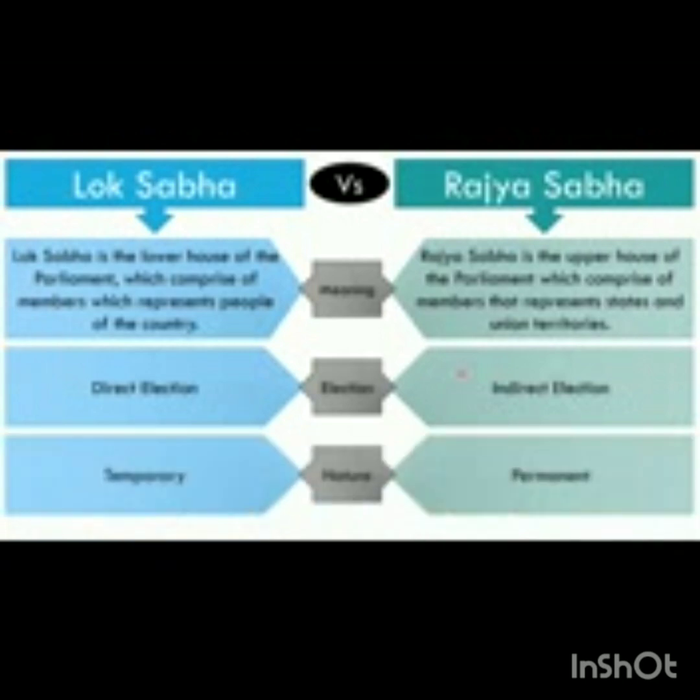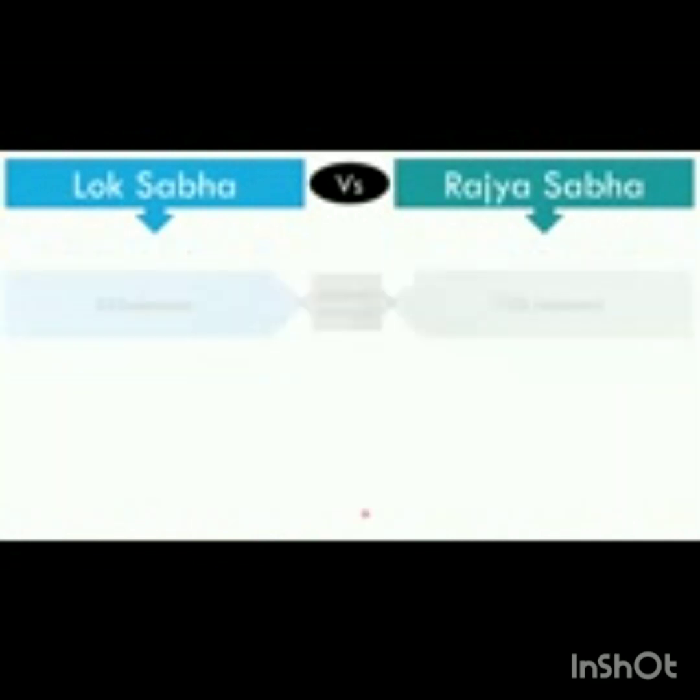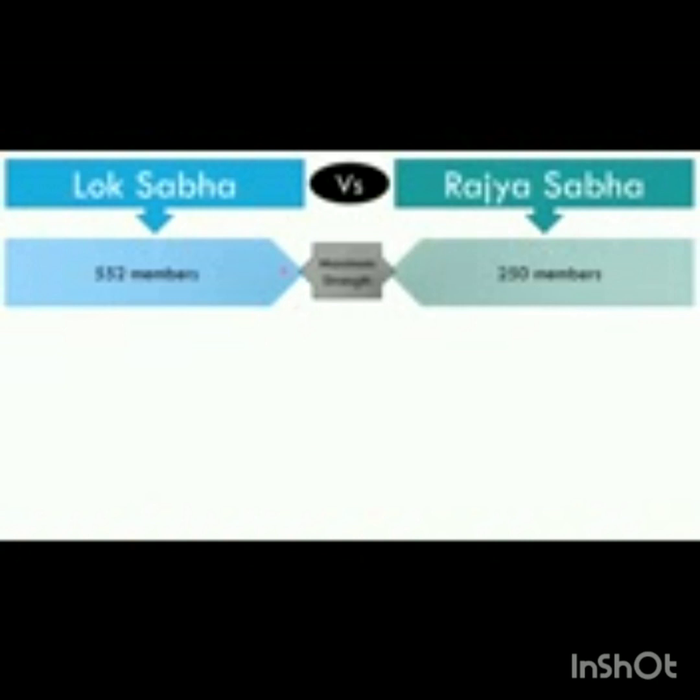Next. While Lok Sabha is a temporary body because it is elected for 5 years only, Rajya Sabha is a permanent one. Next. The maximum strength of Lok Sabha is 552 members, wherein 530 members represent states, 20 represent union territories, and 2 represent Anglo-Indian community. On the other hand, the maximum strength of Rajya Sabha is 250 members, out of which 238 members represent state and union territory, while the rest of them are nominated by the President from different fields.